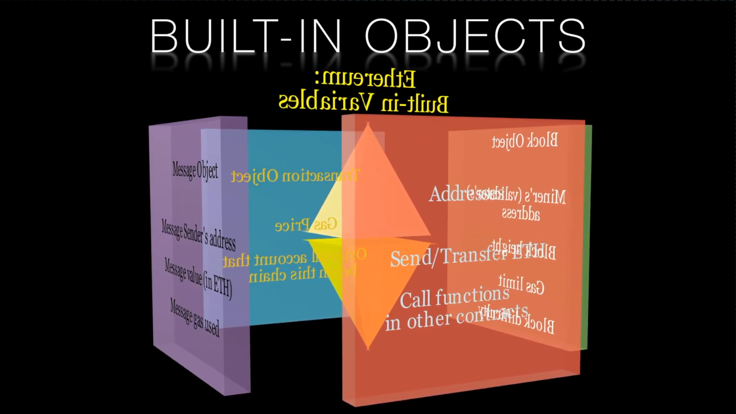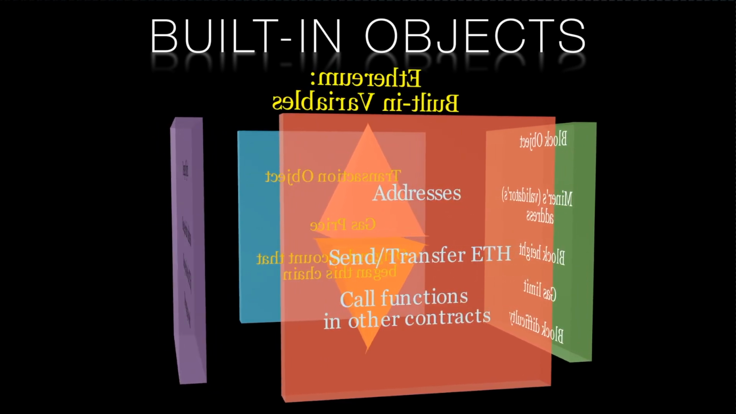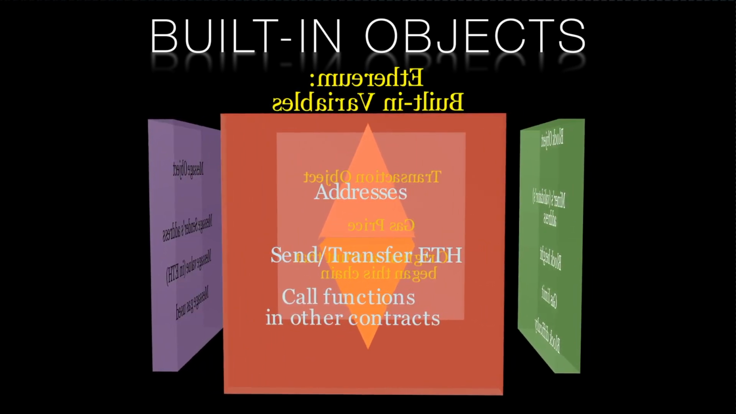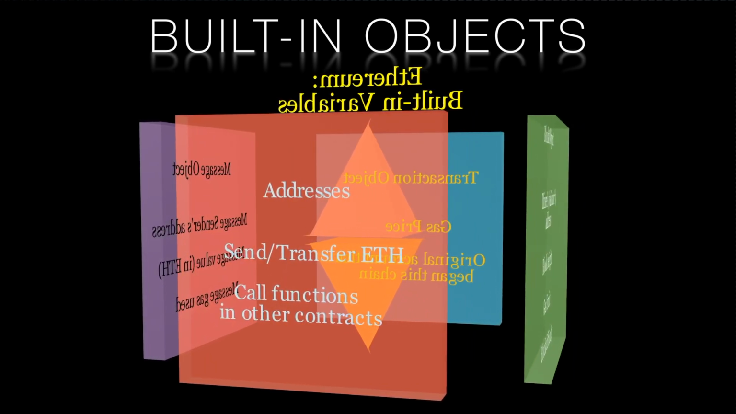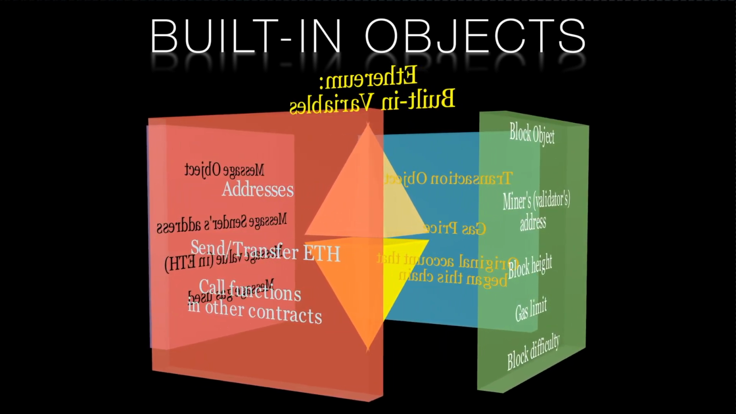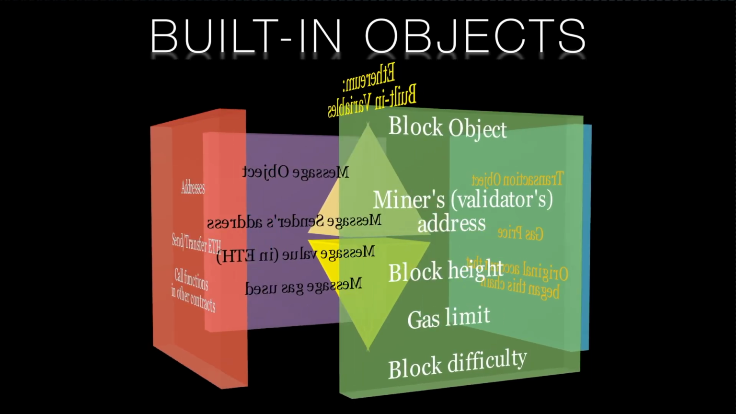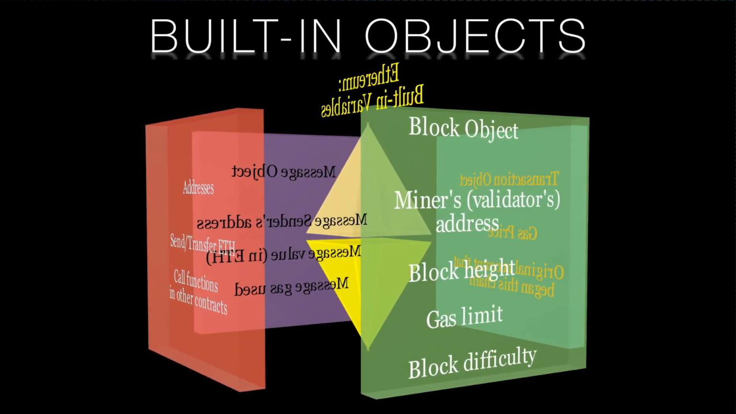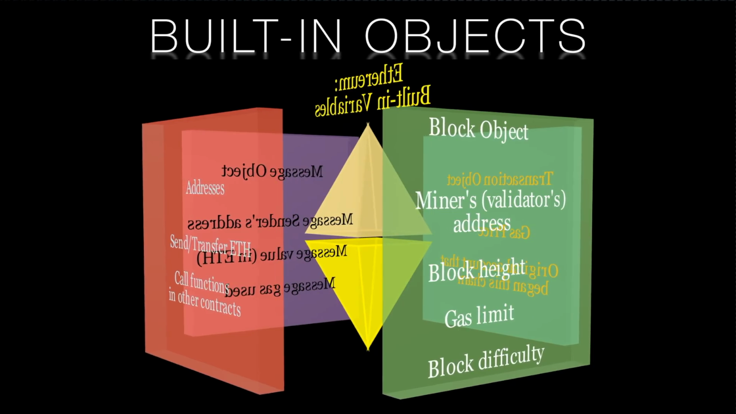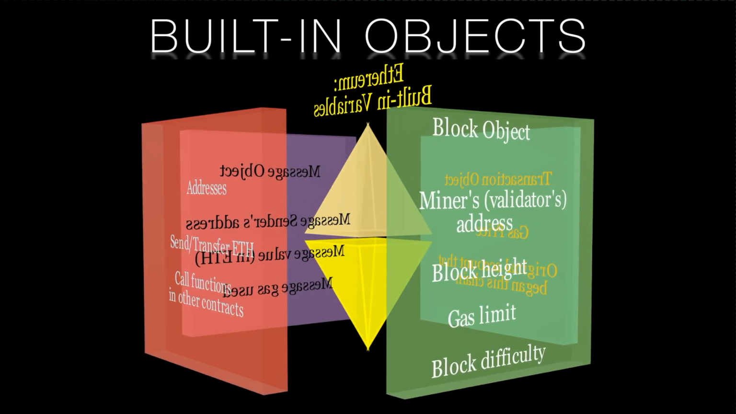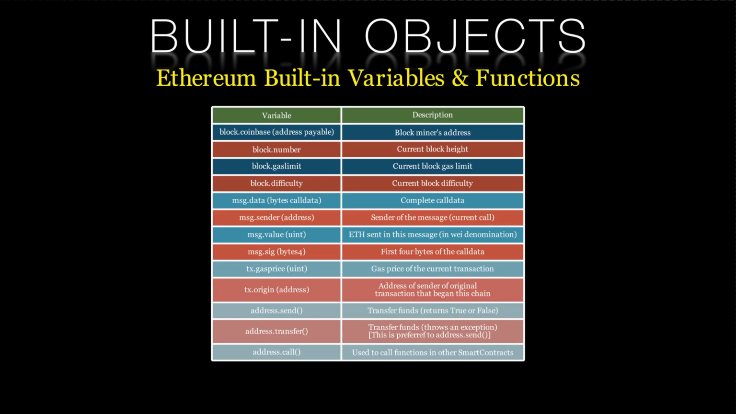Addresses are the unique locations on the blockchain where external accounts and contract accounts live. You can use the built-in functions of addresses to transfer tokens, as well as call functions in contract accounts. Finally, the block object allows interaction directly with the blockchain itself. From here, you can see who mined or validated the block, the block height, the block difficulty, and gas limit, amongst other variables. Some of these key built-ins are summarized in the table on your screen.